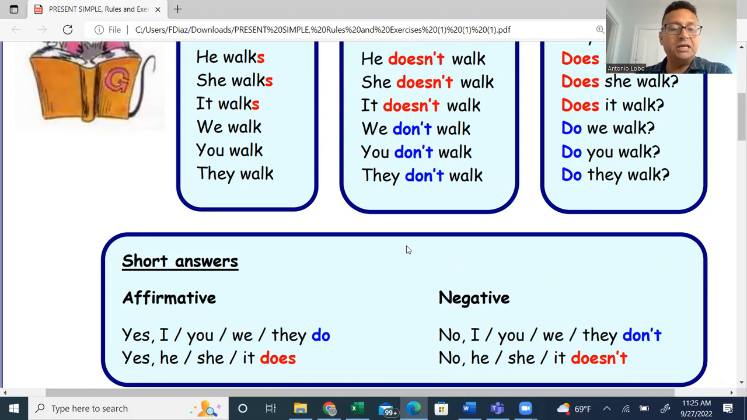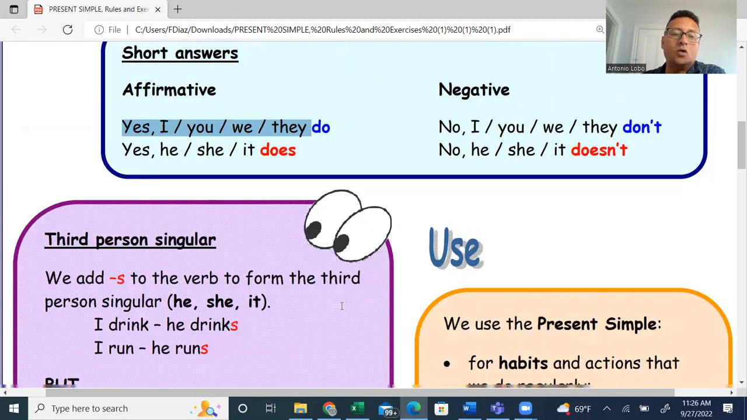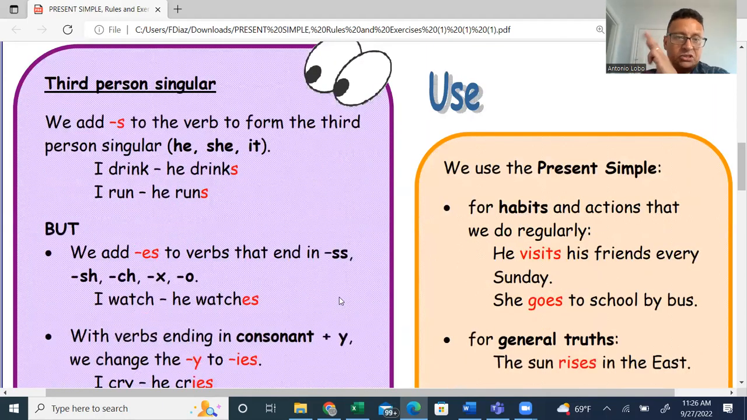Okay. So please have in consideration these affirmative short answers. I, you, we, and they, we use do. And he, she, it, we use does. Negative: I don't, you don't, we don't, they don't. He doesn't, she doesn't, and it doesn't. Okay? And more about the third person singular.